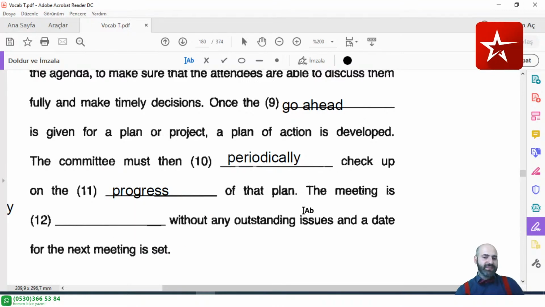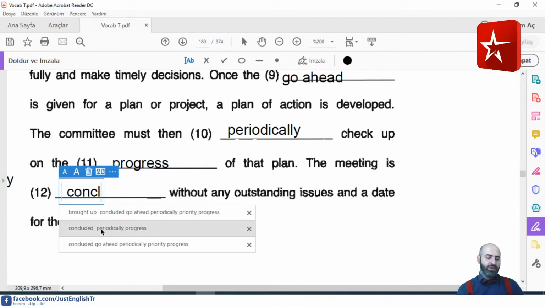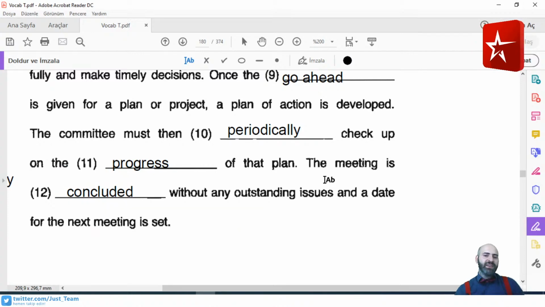The meeting is concluded without any outstanding issues and a date for the next meeting is set. So here we use concluded. The meeting is finished. Conclude is like finish, come to an end. Okay. So it's like that. We have done all of them. There were some problems, like 2 or 3 sentences were difficult, but other ones you did very well. Good job, guys.